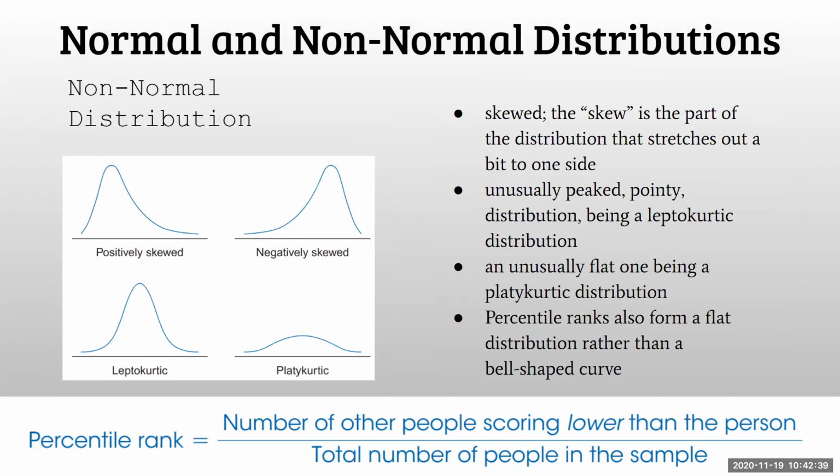And then it's leptokurtic. It's angularly peaked, where the highest point is not the midpoint, and we can see it's not really symmetrical. And the last one is platykurtic, which is an angularly flat-looking graph. And the percentile ranks also form a flat distribution rather than a bell-shaped curve. And the formula here is how you calculate a percentile rank.